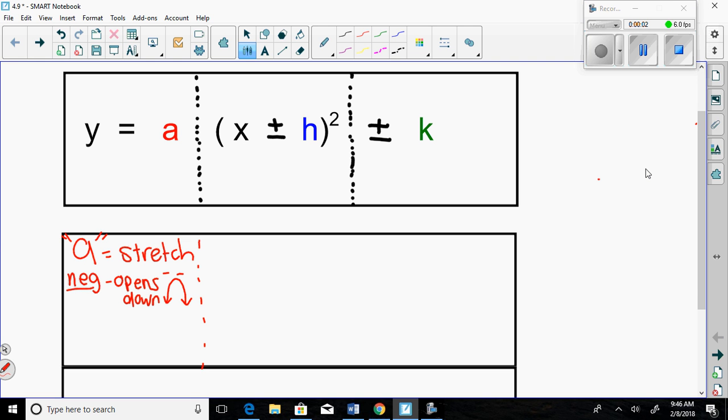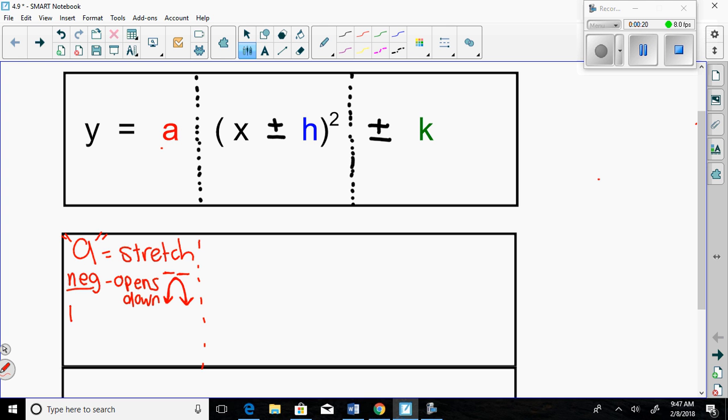So when my A is the A, that number in front just means the stretch. So how much am I stretching it apart? How much am I flipping it? If that A is negative, that means the parabola is opening down, like this right here. See this negative guy right there.